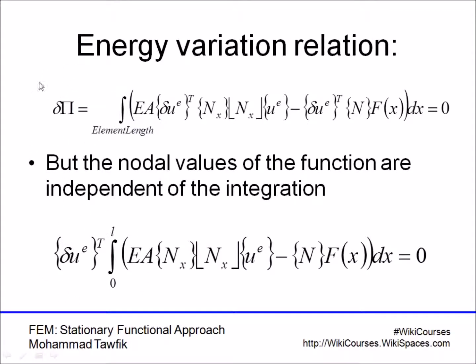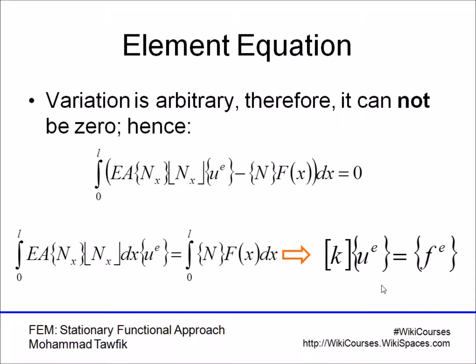And the variational methods say that the variation of pi should be equal to 0, which makes it a stationary functional. And that actually gives us that this integration is what equals 0, since the variation cannot be equal to 0 by itself. So using this integration and equating it to 0, we end up with the original element equation of the bar.